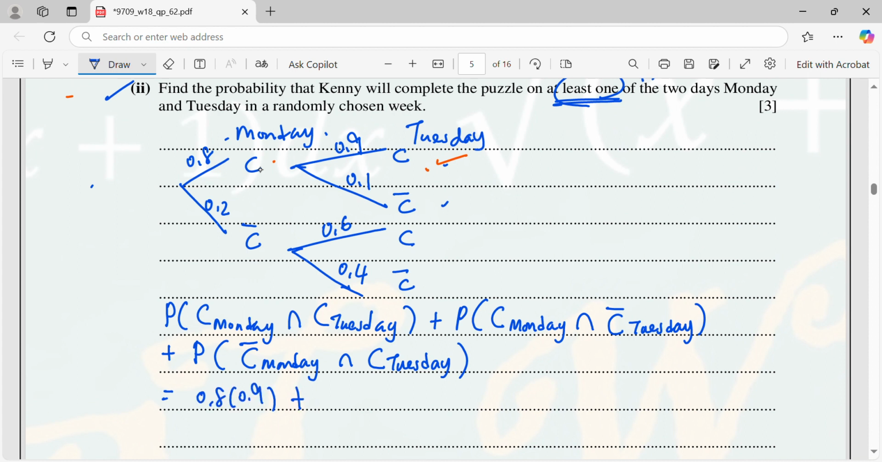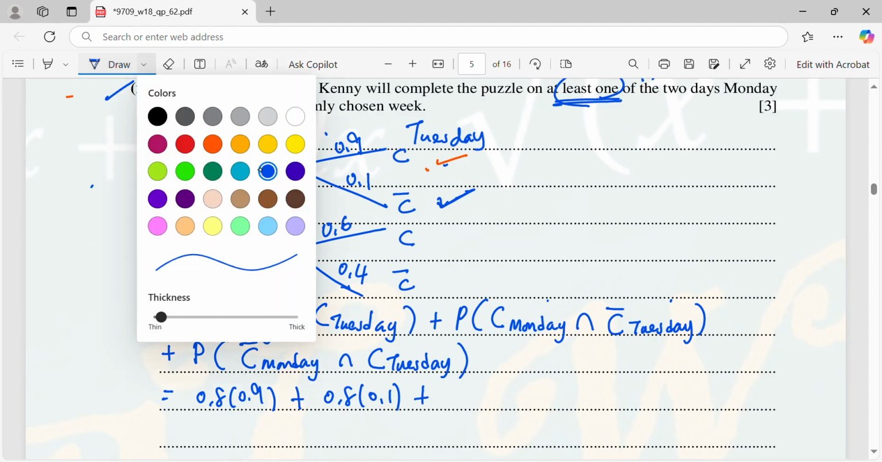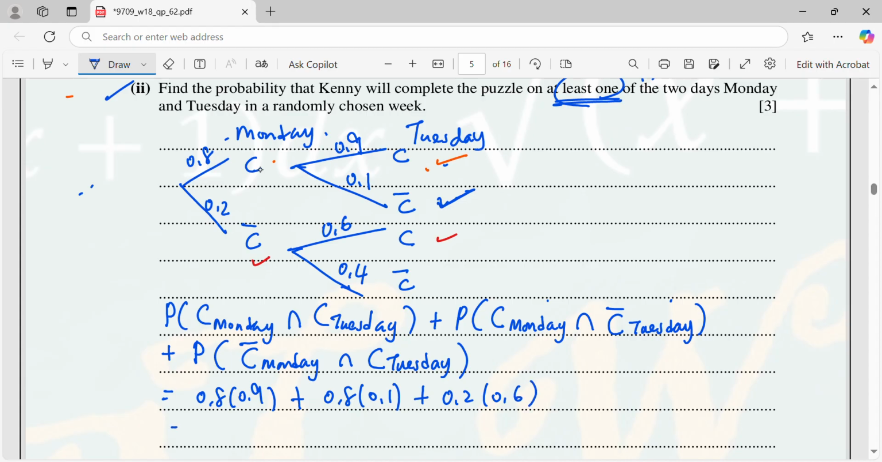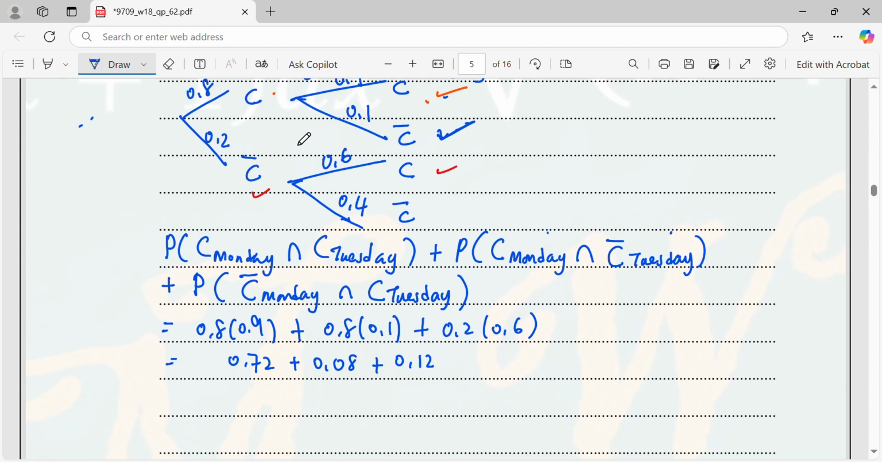Completed on Monday, but not complete on Tuesday. So completed on Monday, not complete on Tuesday, that is 0.8 times 0.1. Or Monday did not complete and Tuesday complete, so it's 0.2 times 0.6. So this is going to be 0.72 plus 0.08 plus 0.12. Okay, then at last you will be getting the answer of 0.92.